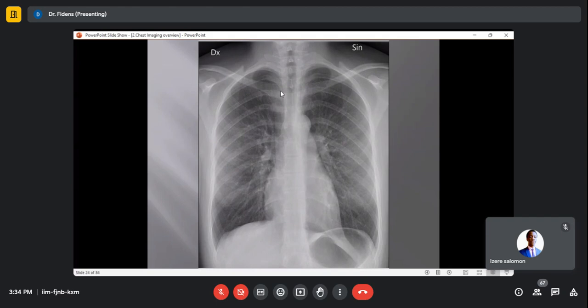All right, is it clear? Yes, it's clear. Those are normal characteristics of a normal PA film. Again, I have a question.